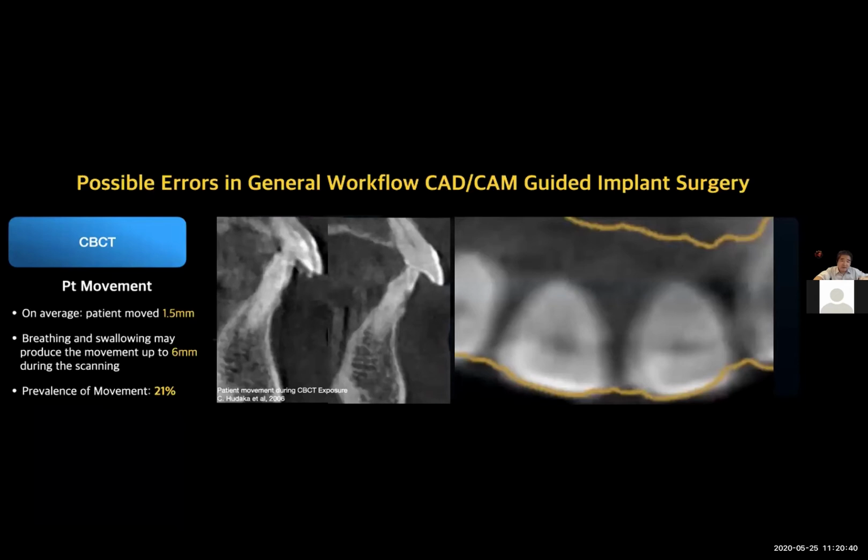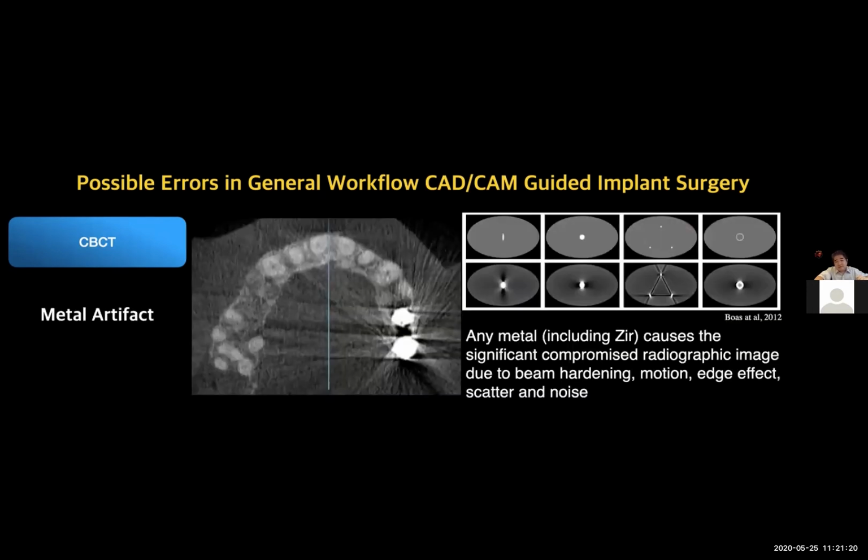Based on one study, the average movement is about 1.5 millimeters. Even though we try not to move a lot, once we breathe, we move about 6 millimeters. As you can see over here, there is a double image. That means the patient moved while taking the CBCT. Also in the occlusal view, you can see those double lines. So it is very important, once your assistant takes the CBCT image, to confirm it, or once your patient goes to the imaging center, to make sure that image is acceptable for your implant digital surgery too.